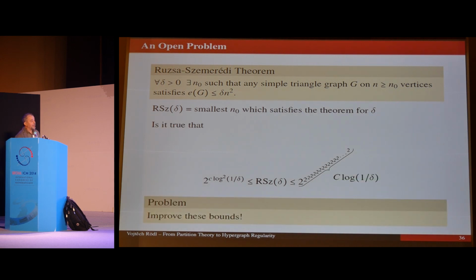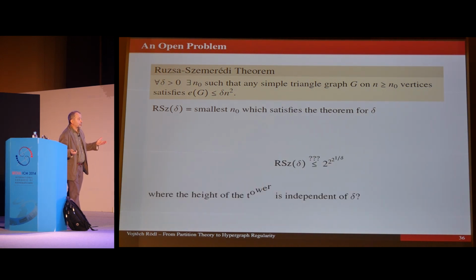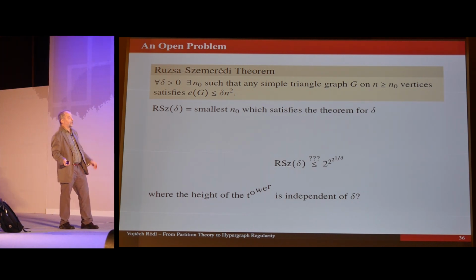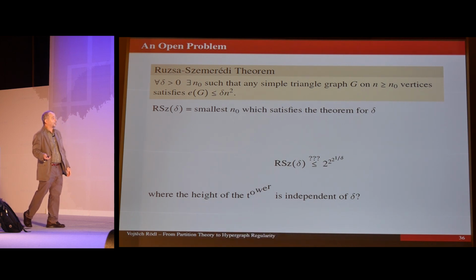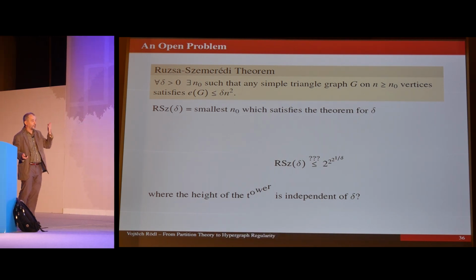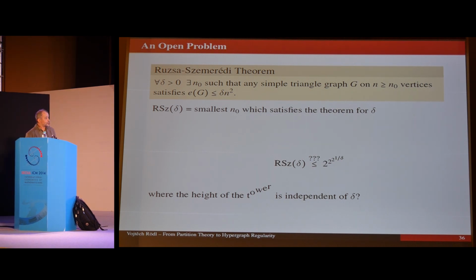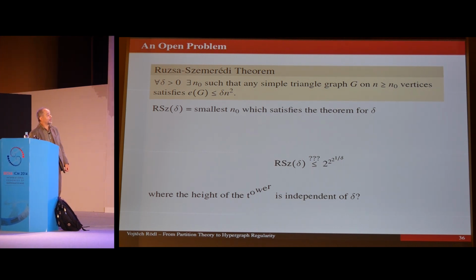So the question might be, improve these bounds, right? And if we should conjecture, maybe, the height of the tower is independent of delta. Whether or not it's true, I don't know. But let me conjecture it today.